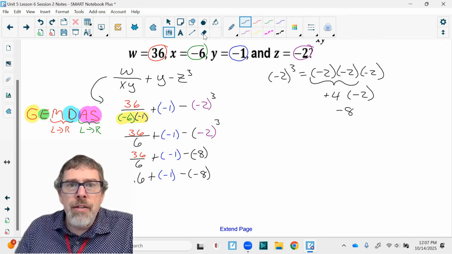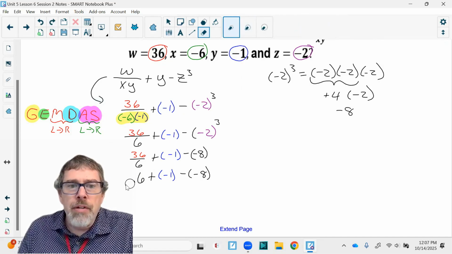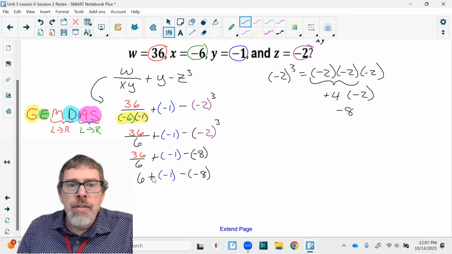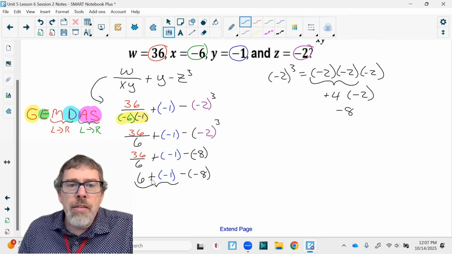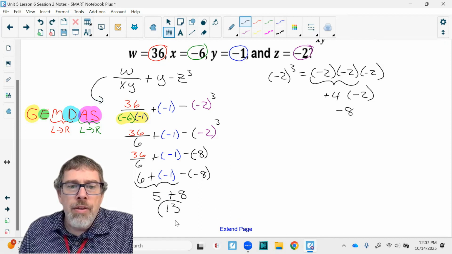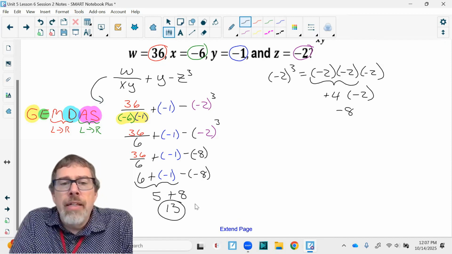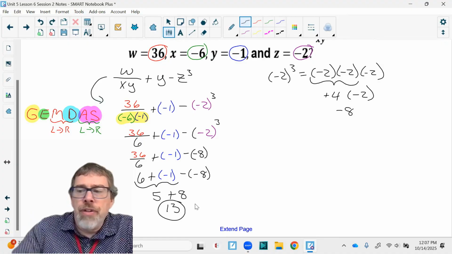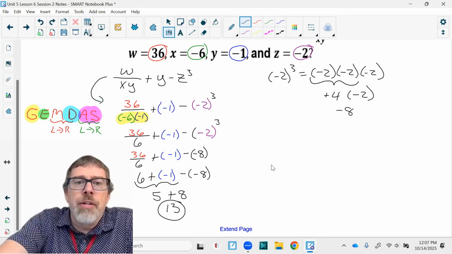So this 6 here, what's this doing? 6 plus a -1 we're going to do first. That's 6 to the right, and then back 1, that gives us 5. Minus a negative, I'm going to change that now to plus, and it's 8. And 5 plus 8 is 13. Okay, so that's how we find the value of an expression given values for variables.